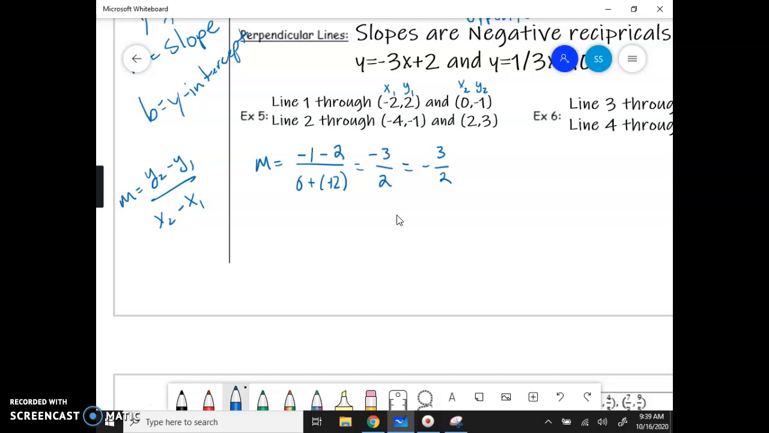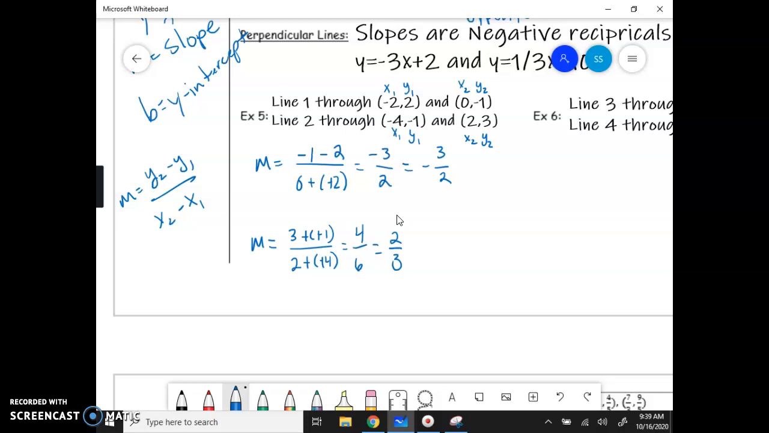Let's do the second line and figure out the slope here. Again we have x1, y1, x2, y2. We get 3 minus -1 over 2 minus -4. We have to change all these signs here. We get 3 plus 1, that's 4, over 6. Reduce this. If you're not sure how to reduce, just enter the fraction in your calculator and press enter. That gives +2/3.